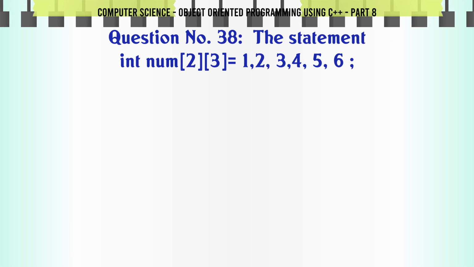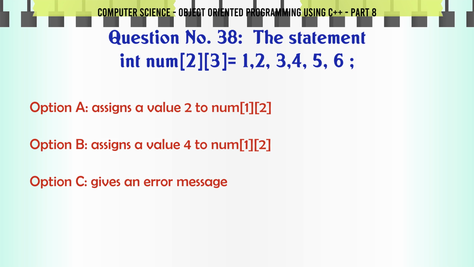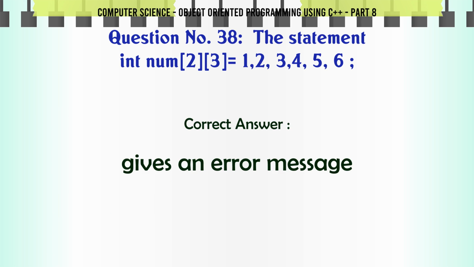The statement int num2 [3] = {1, 2, 3, 4, 5, 6}. A assigns a value 2 to num1[2]. B assigns a value 4 to num1[2]. C gives an error message. D assigns a value 3 to num1[2]. The correct answer is gives an error message.